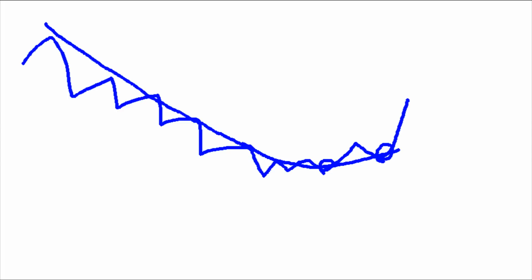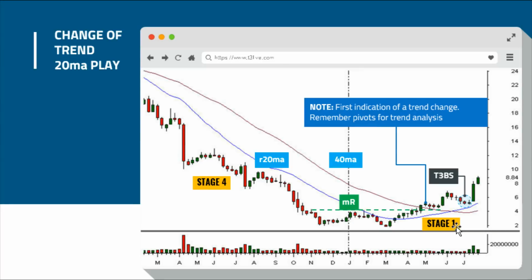So if you look at the previous example, that's exactly what happened. We got the first one, which wasn't that great, but the second one right at that curling, rising 20 MA. I call it the halt, HALT, because the moving average halts the stock from continuing lower. Does that make sense? Halts the stock from continuing lower. So that's the first indication of a trend change, and it's a high quality buy setup.